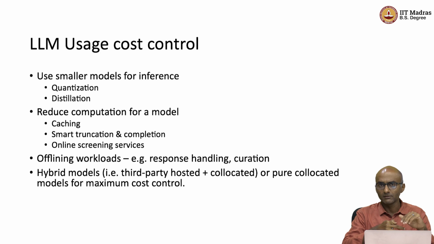Last but not the least is hybrid models. So here, don't, for instance, always rely upon a third-party LLM because the tokens add up. You can run a smaller version of that LLM locally, which gives the first level of answer. And then if the user is not satisfied, then you use the backend. Or you use a completely locally hosted LLM as well. So that's also a way to control for cost.